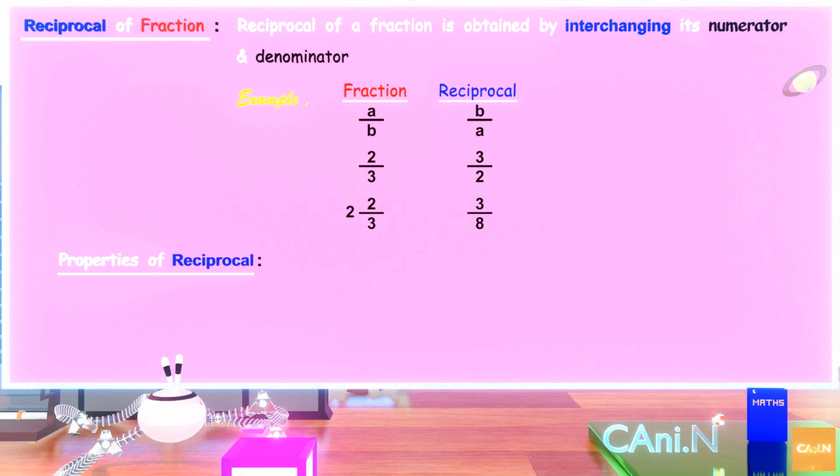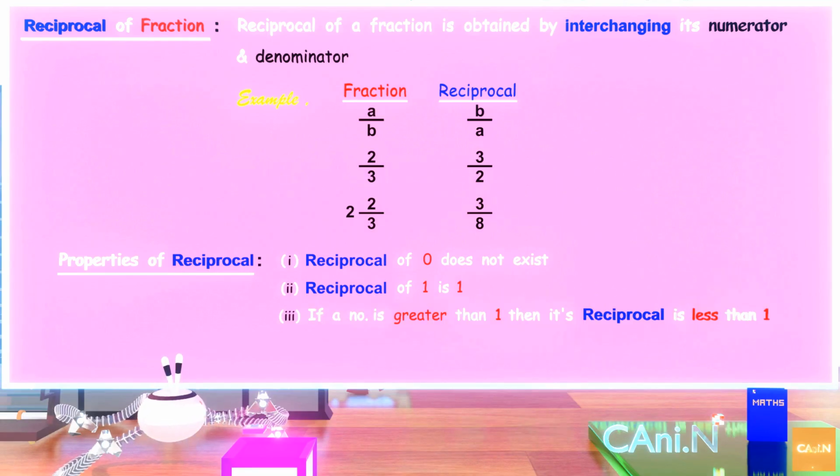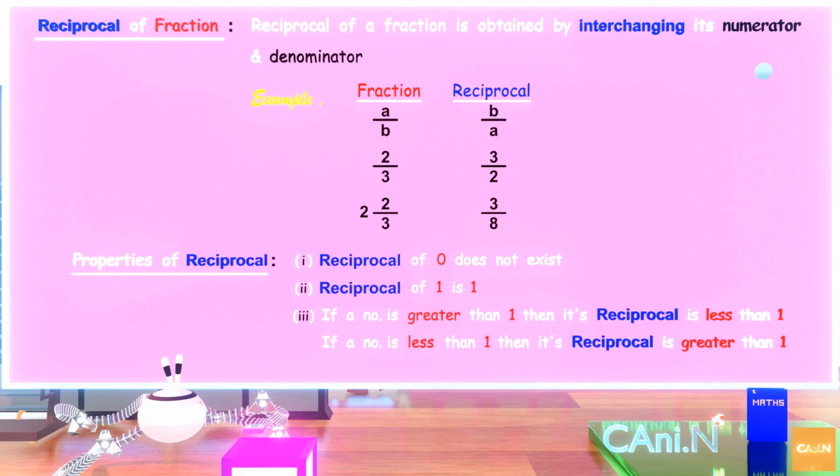Now, properties of reciprocal. Reciprocal of 0 does not exist. Reciprocal of 1 is 1. If a number is greater than 1, then its reciprocal is less than 1. If a number is less than 1, then its reciprocal is greater than 1.